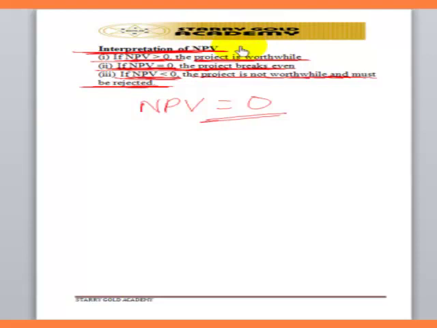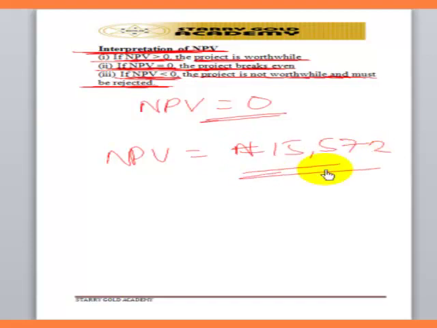So from this particular question now, our NPV is equals to 15,572 naira, and this is positive, which implies that the project is worthwhile, and as a matter of fact, it should be accepted.